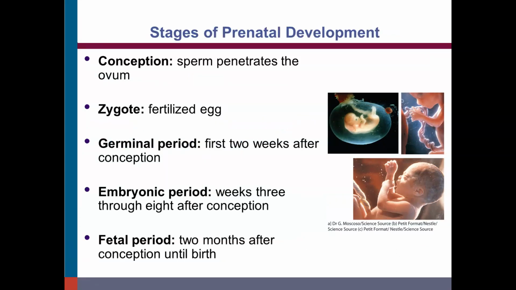First of all, a zygote: you remember, after the sperm penetrates the ovum, that's what's known as conception, then the egg becomes fertilized and that's what's known as the zygote. Then the three phases or stages of prenatal development begin with what's called the germinal period. That's the first two weeks after conception. And then weeks 3 through 8 after conception are what's known as the embryonic period.